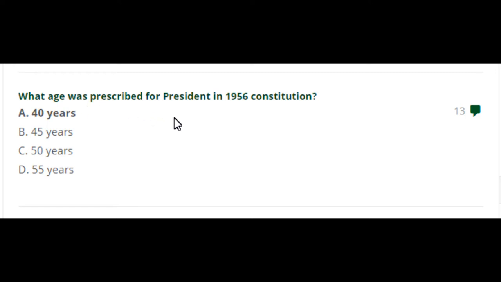What age was prescribed for President in the 1956 Constitution? In the 1956 Constitution, the age of President was declared 40 years. Option A is the right answer.